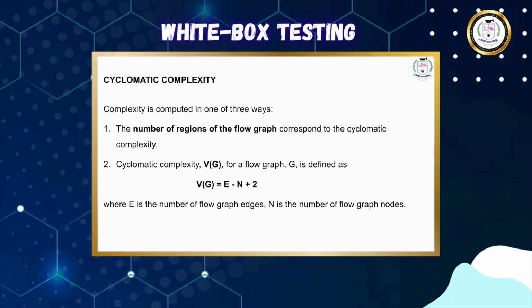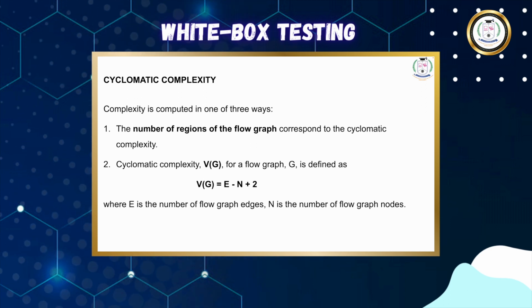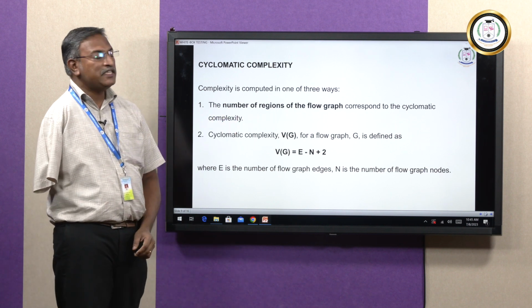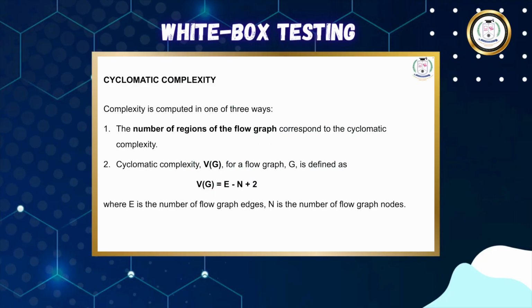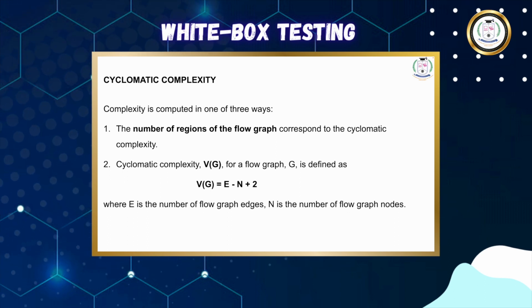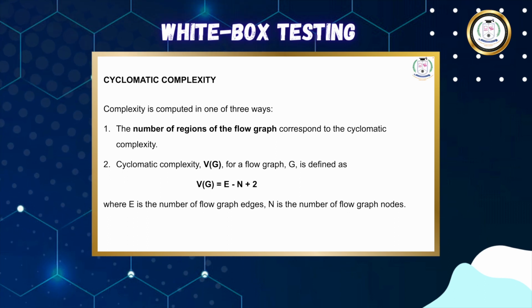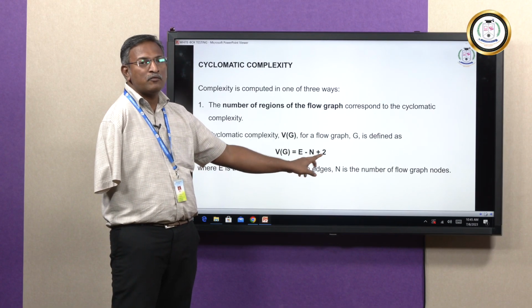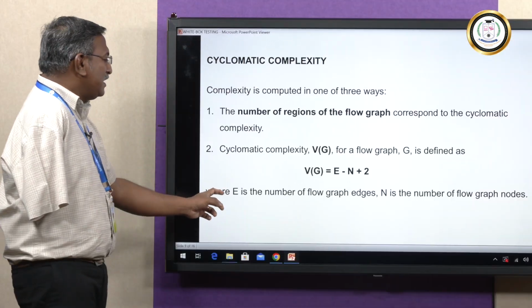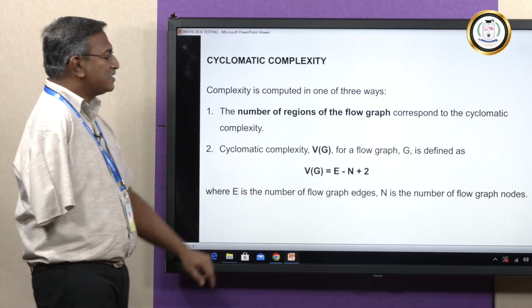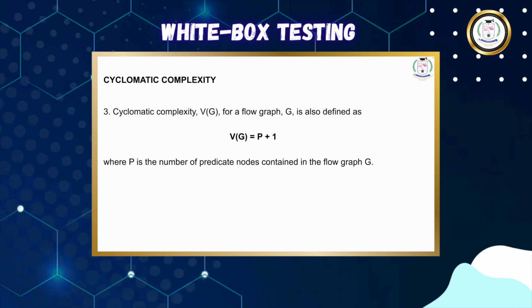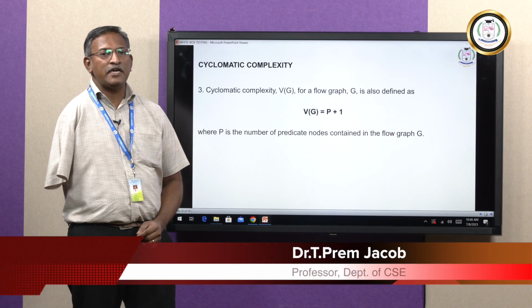So this cyclomatic complexity can be found in different ways. The first method is based on the number of regions in the flow graph. The second method is V of G, which can be found by the number of edges minus the number of nodes plus 2, where E is the edges and N is the nodes. And the third method for finding the cyclomatic complexity is V of G equal to P plus 1, where P is the predicate node.